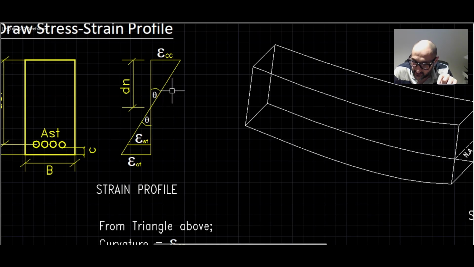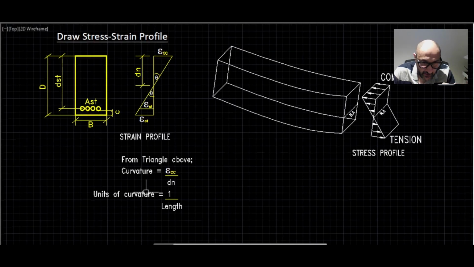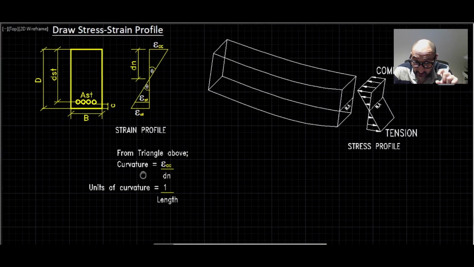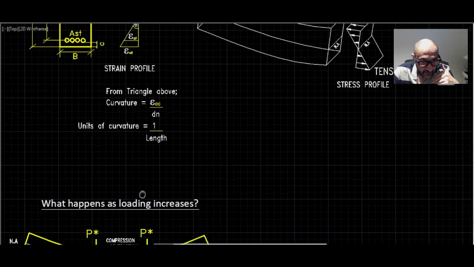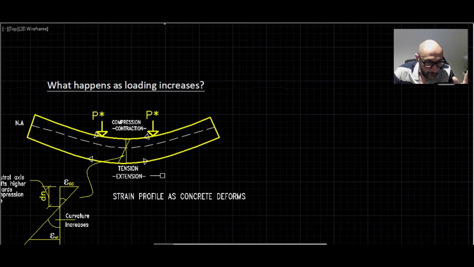Then we finally note this angle here, and this is very important. We can call this theta, and the angle here represents curvature, the curvature of the beam. Now, if we calculate the curvature from this triangle, it would simply be the strain of the concrete divided by dn, which gives the units of 1 over length. The strain is unitless, and the units for dn is millimeters. So that's the units of curvature.